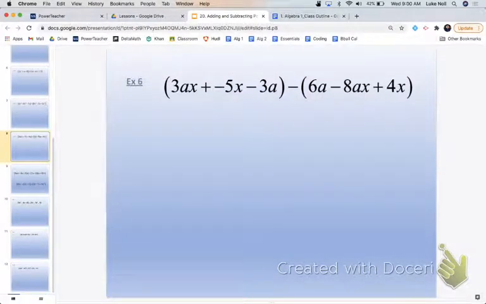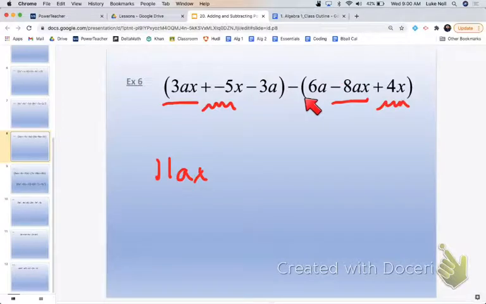All right, so looking at our like terms, 3ax, take away like term there. So it's 3ax minus negative 8ax. So that's going to become plus. So 3 plus 8, I'm going to get 11ax there. Now, this is a weird way to write it, why it says plus negative 5x. It should just say minus 5x, but it's the same thing, right? So negative 5x minus 4x. Negative 5 minus 4, I get negative 9x.